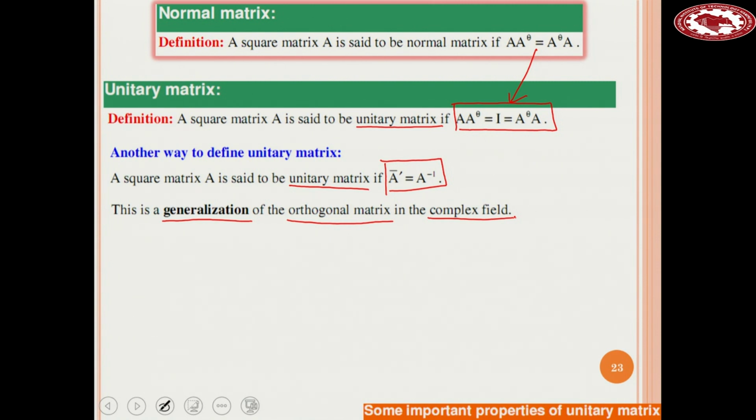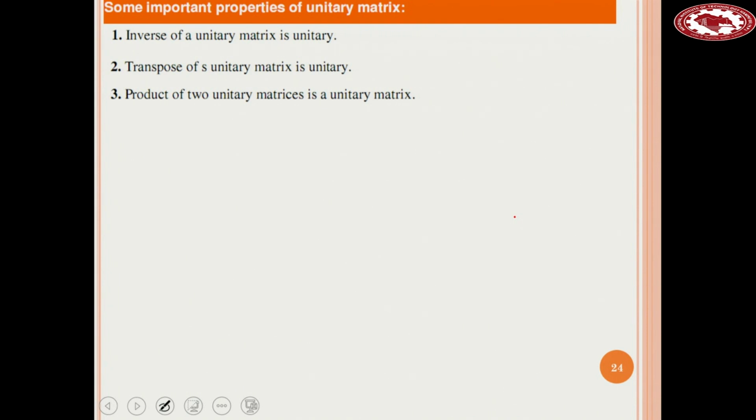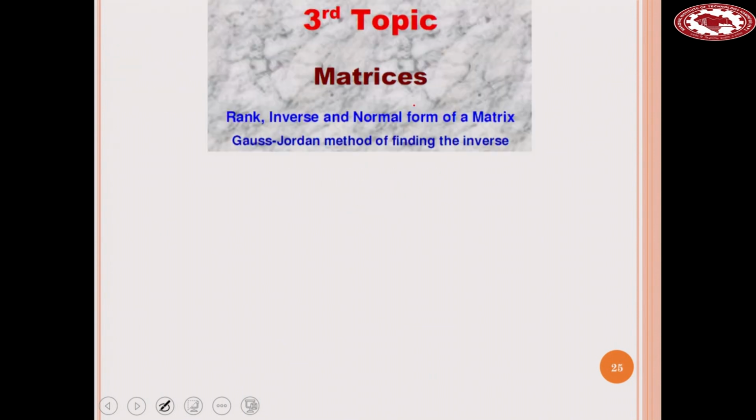And we have a few important properties of unitary matrices. The inverse of a unitary matrix is unitary. The transpose of a unitary matrix is unitary. The product of two unitary matrices is a unitary matrix. So, these are a few properties of unitary matrices.